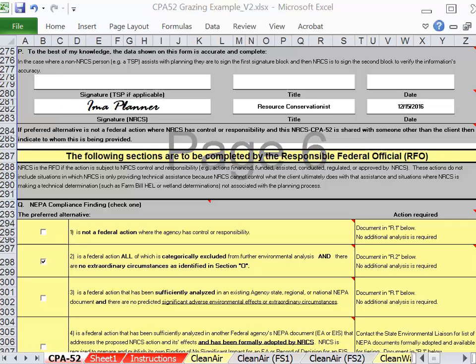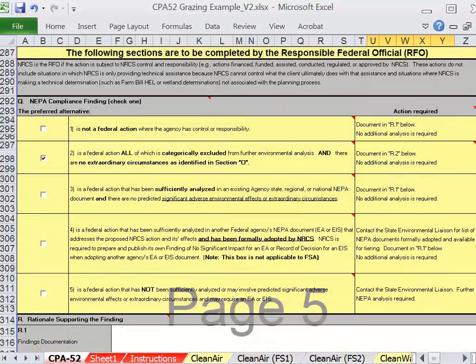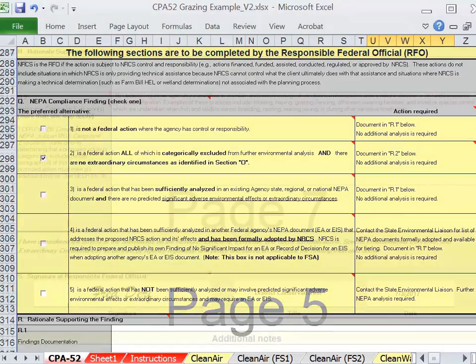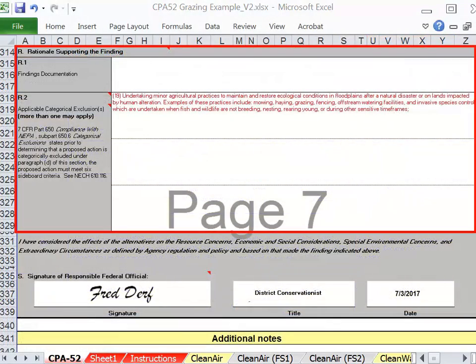When NRCS plans on behalf of another agency, NRCS need only sign as the planner, and then the lead agency, RFO, will complete the rest of the NRCS CPA 52. The remaining sections of the NRCS CPA 52 were completed by the responsible federal official, or RFO. The RFO documented Section Q, NEPA compliance finding, and Section R, rationale supporting the finding, concluding with their signature in Section S.